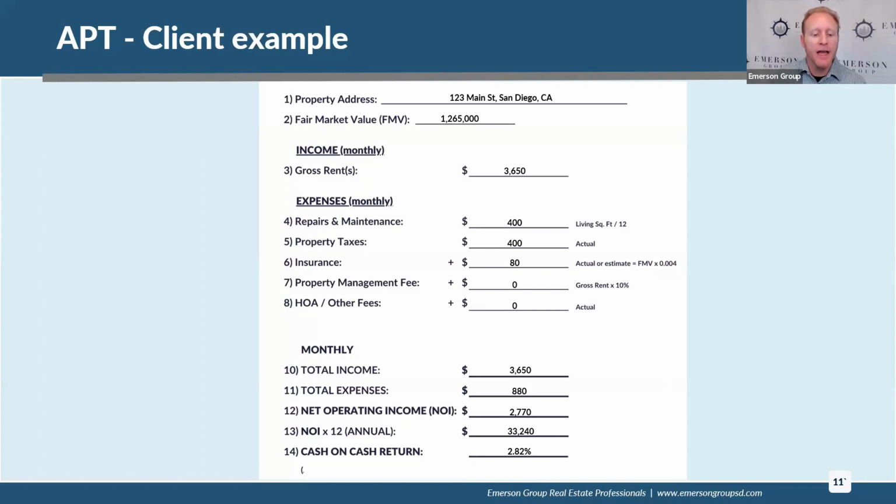So when we get our net operating income here at the bottom, which is $2,770 times 12, we have $33,240 in net operating income. That comes out to a cash on cash return, which I call a current cash on cash return, of 2.82%. Now, I don't know about you, but I want to make sure my money's generating above inflation, right? So in this case, there's an opportunity here, a tremendous opportunity.